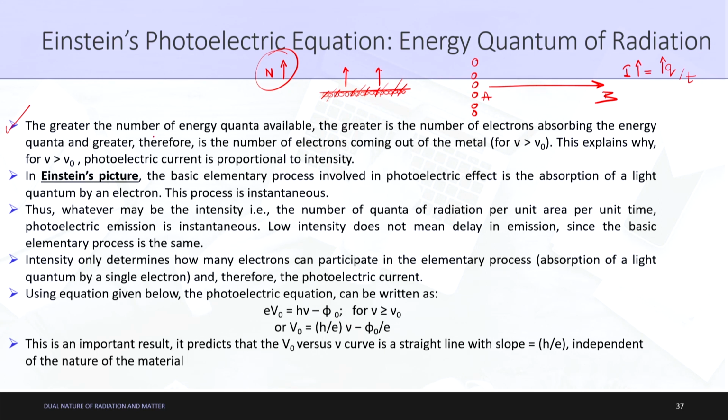So, the greater the number of energy quanta available, the greater is the number of electrons absorbing the energy quanta, and therefore the greater is the number of electrons coming out of the metal. As the energy-absorbing electrons have increased, the amount of electron emission has also increased. This explains why for nu greater than nu naught, photoelectric current is proportional to intensity.